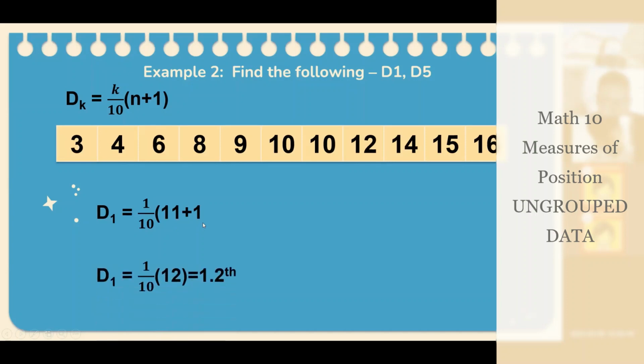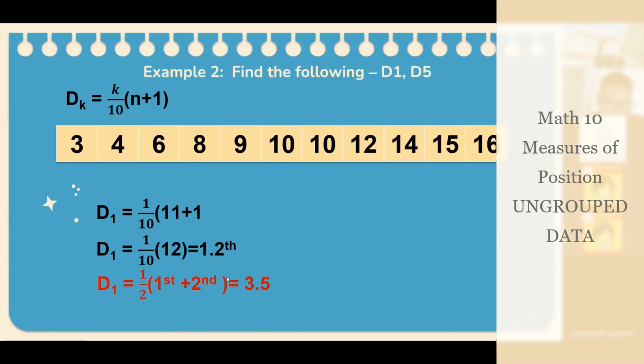Open parenthesis, 11 plus 1. Sorry, nagkulang ng close parenthesis. So, decile 1 is equal to 1/10 of 12. 11 plus 1 is 12. Using calculator, 1/10 of 12 is 1.2, or 12 divided by 10 is 1.2. So, there is decimal again, kaya consider natin yung first and second. So, first is 3. Second is 4. 3 plus 4 is 7 divided by 2. That's why your decile 1 is 3.5. So, first place is 3, second place is 4. What's the middle between 3 and 4? It's 3.5.